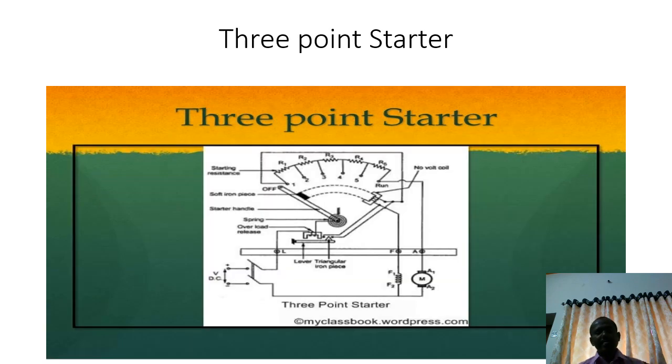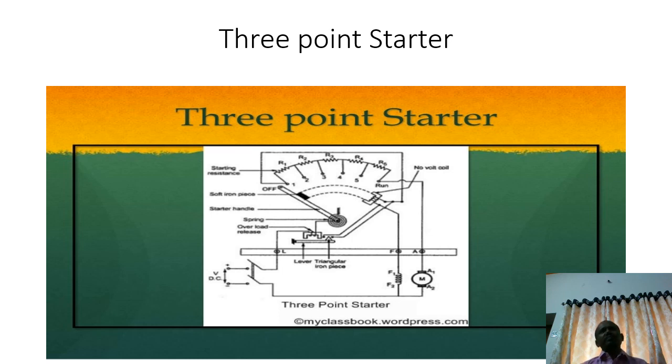Next, we are going to see the diagram of the 3-point starter. Here you can see what I discussed: under standstill condition, V is equal to EB plus IA RA. You know that equation. But at that condition, the machine is not rotating, so the speed is 0. Speed 0 means there is no back EMF generated in the motor, so EB is also 0. Now you get the equation, supply voltage V is equal to IA RA.